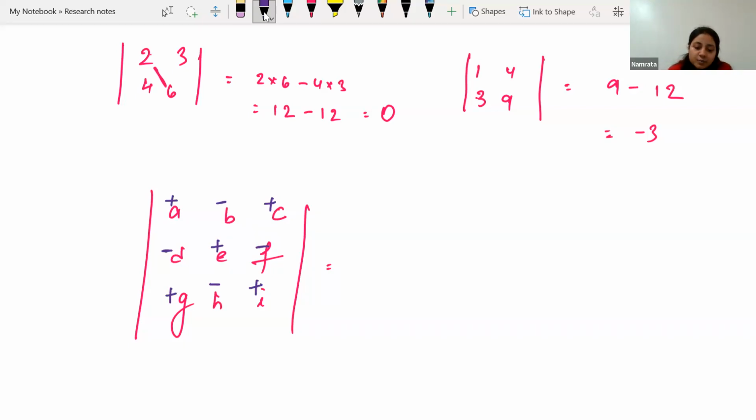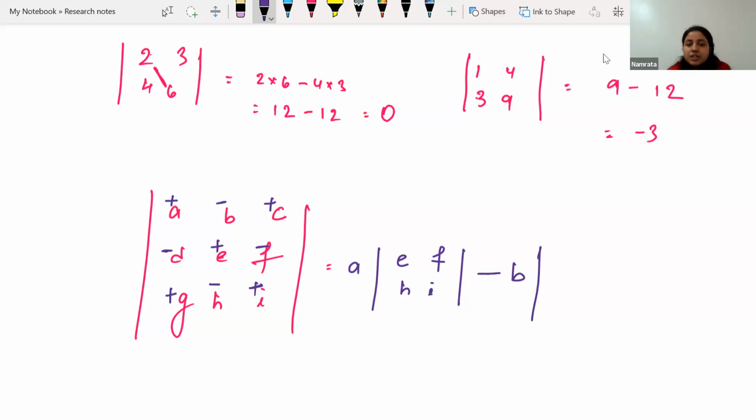And how we do the expansion: we take the first element A, and then we cover its row and its column. As you can see, whatever element we have taken, that row and that column we have to cover. The remaining over here will be E, F, H, I. Then we'll be taking minus B, because B is negative over there.